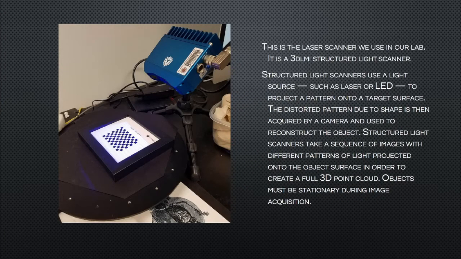The scanner that we use is the structured light scanner, and it's pretty small, about the size of my hand. But the way it works is that instead of projecting just a line, it projects a pattern across your object and uses the distortions that it picks up to form and reconstruct the object that you see. So that's what we use to determine our studies.